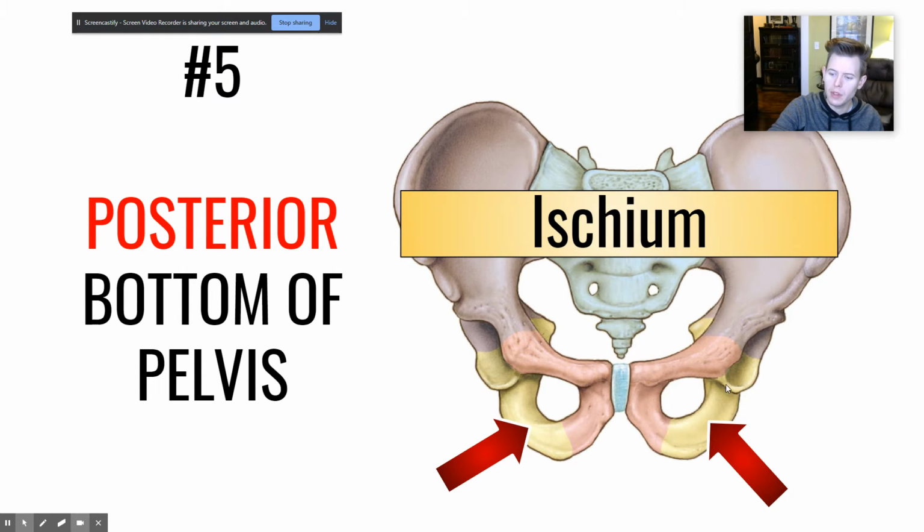Okay, now at the base of your pelvis, there is a front and a back region of the actual pelvic bone. The yellow part here is called your ischium. So if you're sitting down, you're sitting on your ischium.